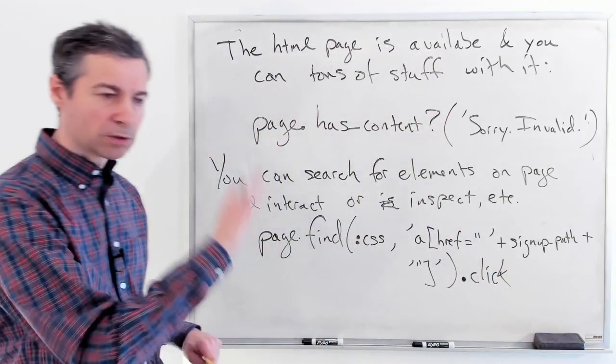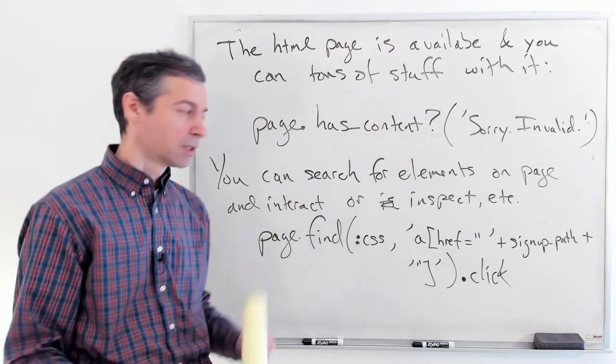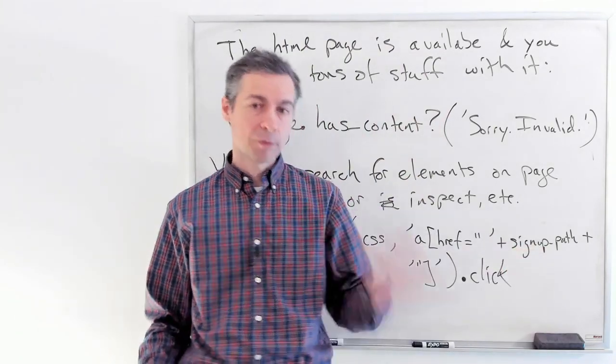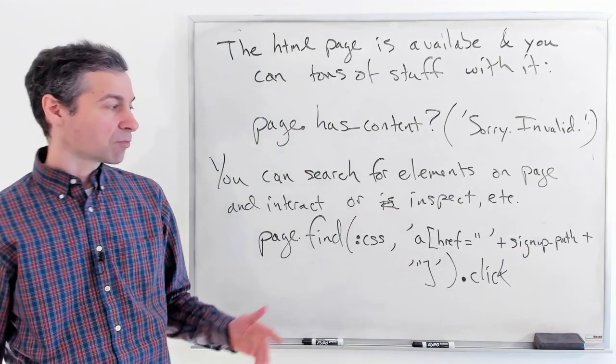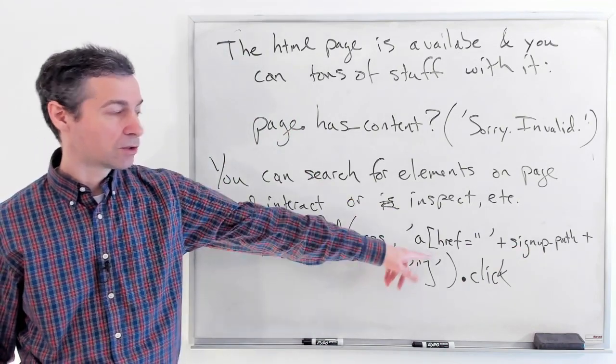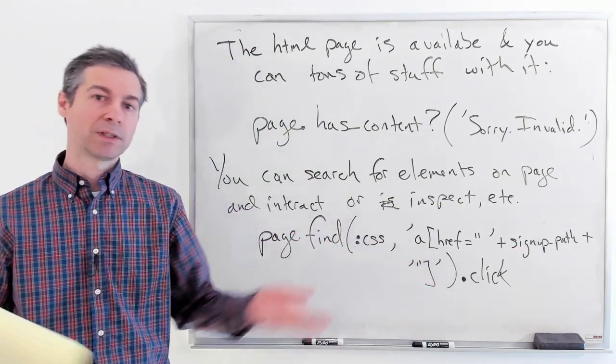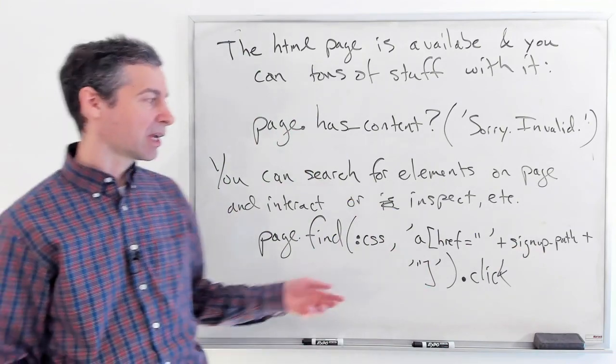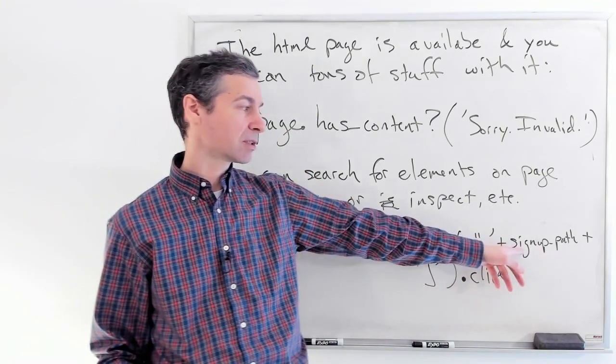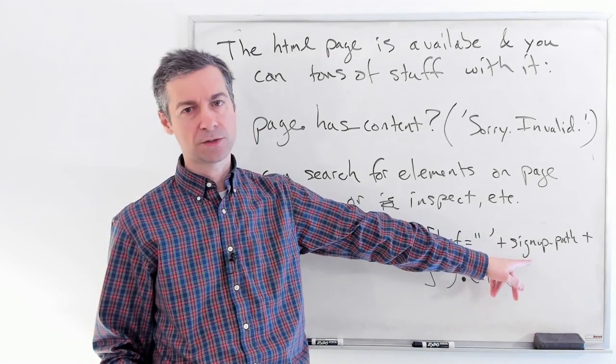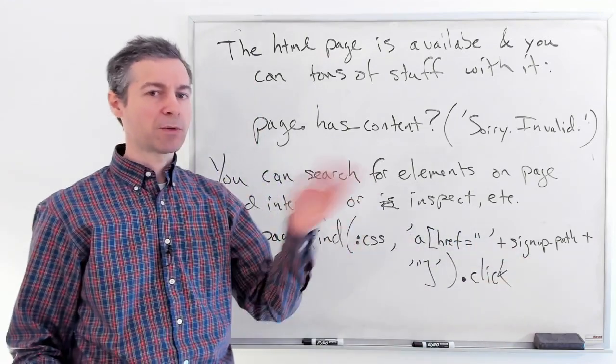So it's like, go look through this page and find me a link for the sign up path because I want to click on it. It'd probably be a lot easier to do this with an ID, but this is one way to be like, I know on this page I'm supposed to have a link to be able to sign up or create an account or something. All right, from this page I want to go click on it.